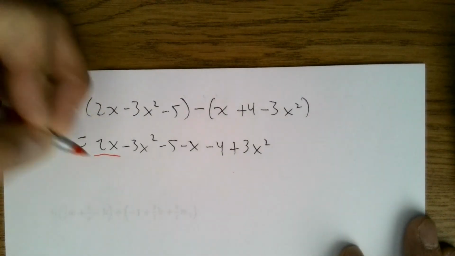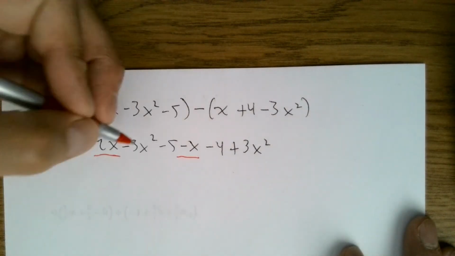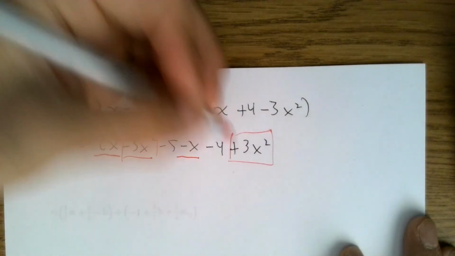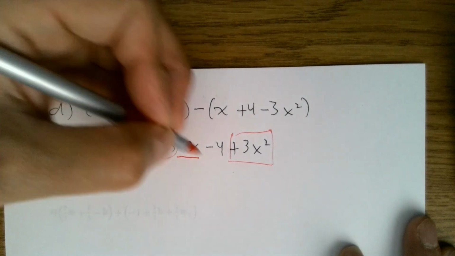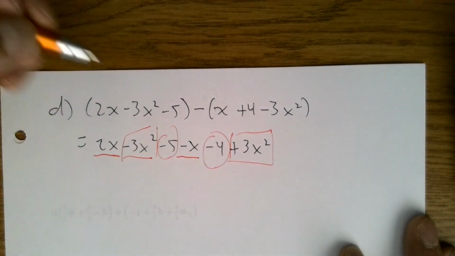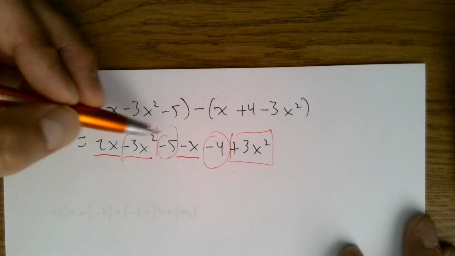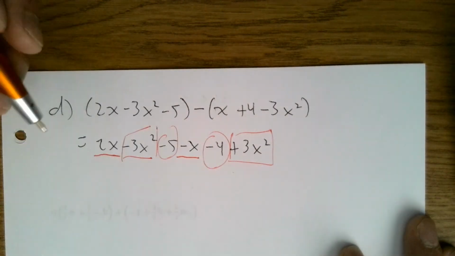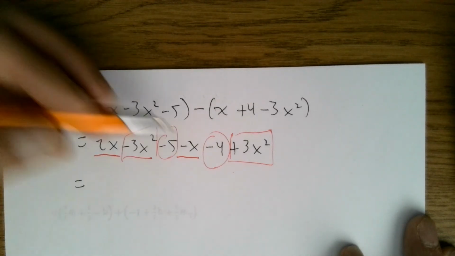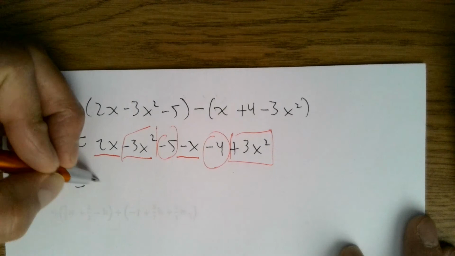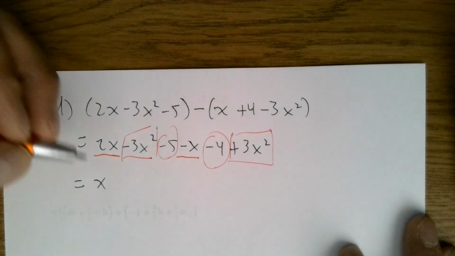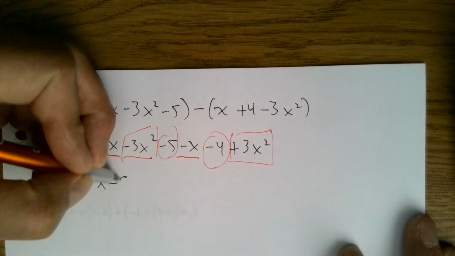Okay, x's are there. X squareds are there. And I've got some numbers there. Perfect. Starting at the highest degree, our x squareds. I got negative 3x squared and positive 3x squared. Well, that's 0, so not writing anything there. 2x and negative x is 1x. I'm just going to write x because I'm lazy. And negative 5 and negative 4 added together is negative 9.